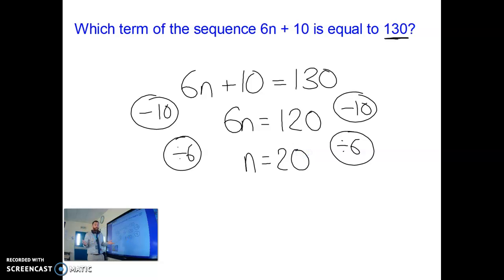So we've confirmed it's in the sequence. This is a whole number. And where is it in the sequence? That's what n is telling us. N tells us what position in the sequence that is. So n equals 20. It's in the 20th position.